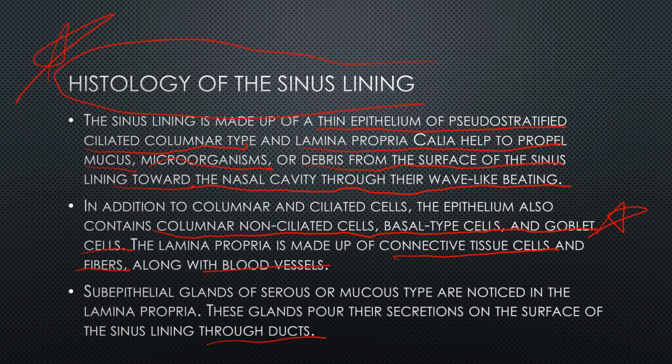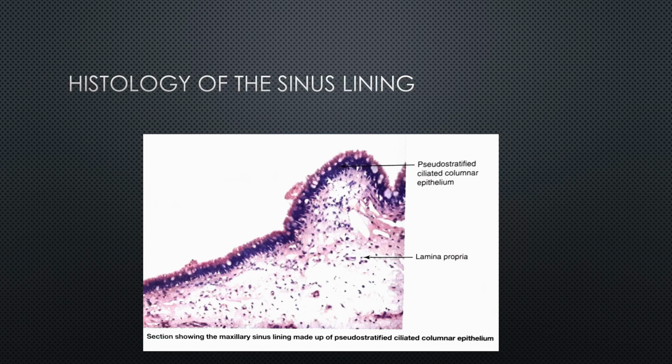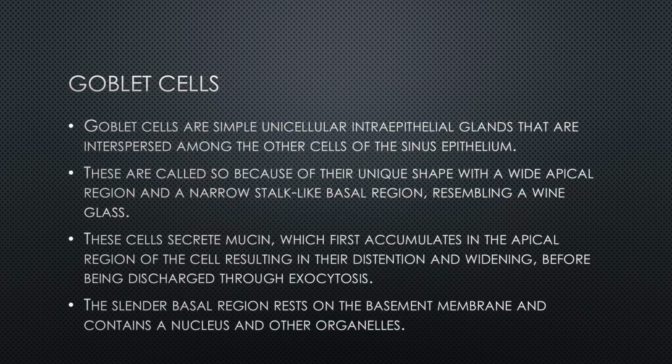Here are the different types of ducts. This is the histology part, the H&E diagram, which is seen under the microscope. This is the ciliated pseudostratified columnar epithelium, and this is the lamina propria. Here you will see the goblet cells, which you will see in the next slide.